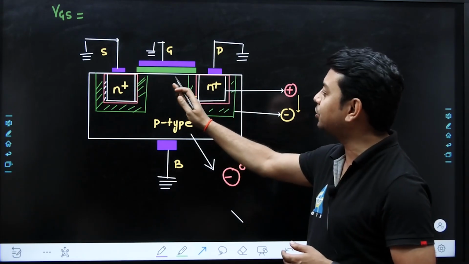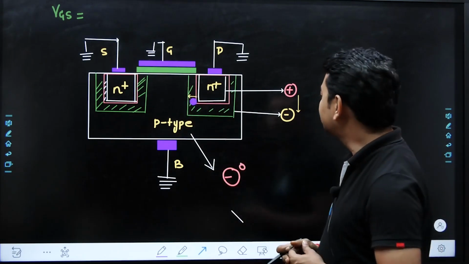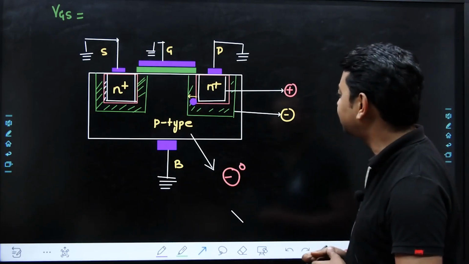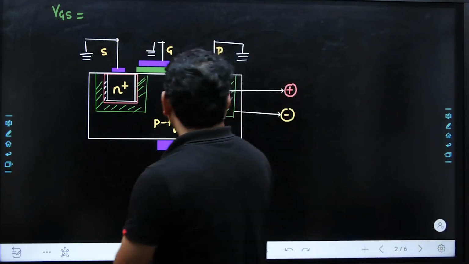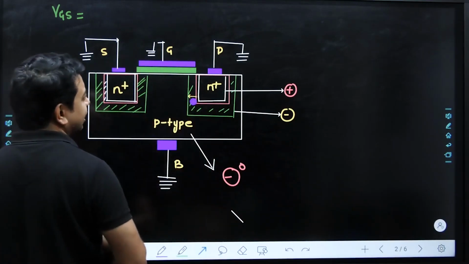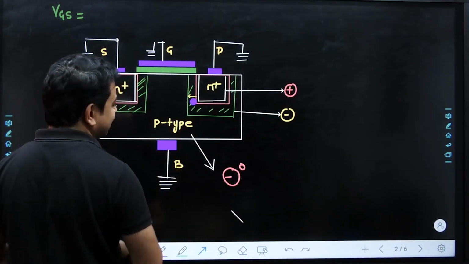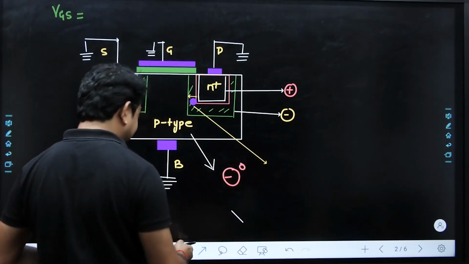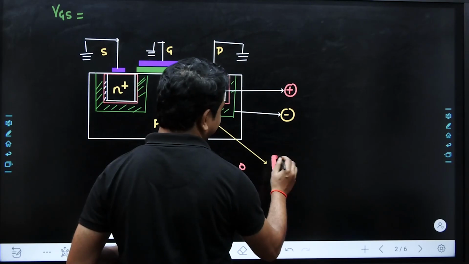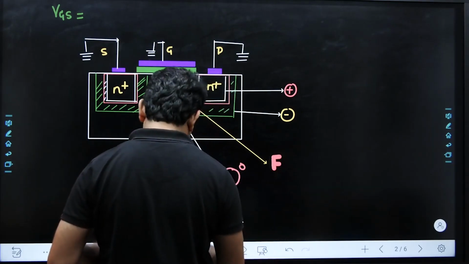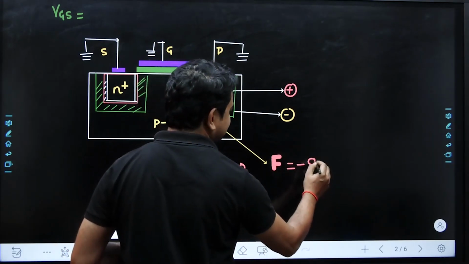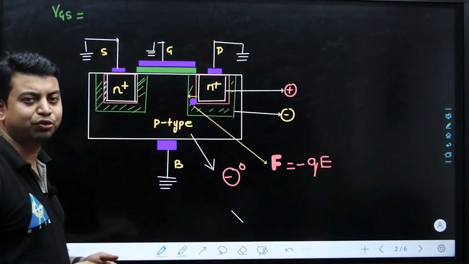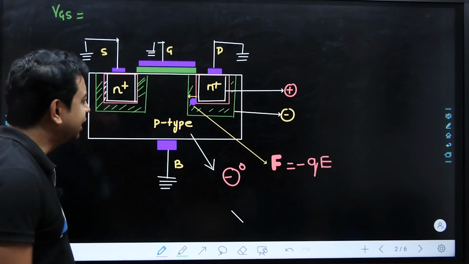If one electron is present here, okay. So we are having an electric field here, and always the electric field is from right side to left side. If the electron comes inside the vicinity of this electric field, then this electron is experiencing a force. And we know that the force experienced is minus Q into E, where the electron is experiencing a force opposite to the direction of the electric field.